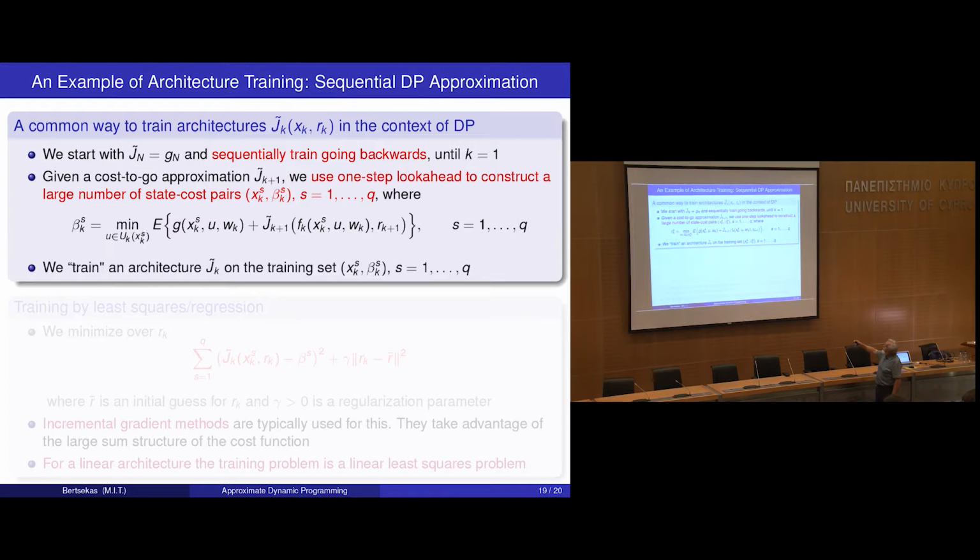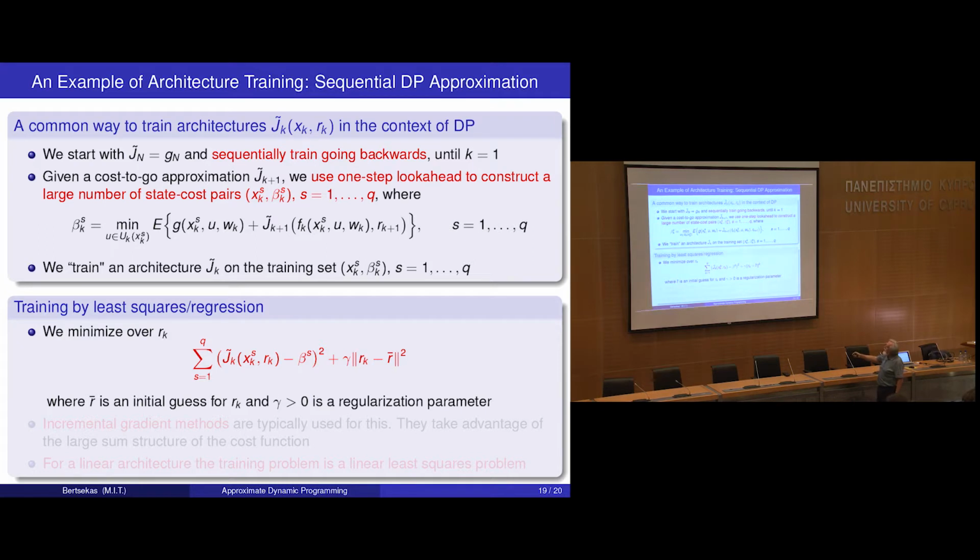Now we have a set of training pairs, states and corresponding dynamic programming results, and we put them together into a least squares problem. And we minimize over the parameters of the k-stage architecture of this expression. In other words, we try to fit j tilde k to these values here, and we may add a regularization term. Okay, this is common in regression problems, where r bar is some initial guess and gamma is a positive regularization parameter.